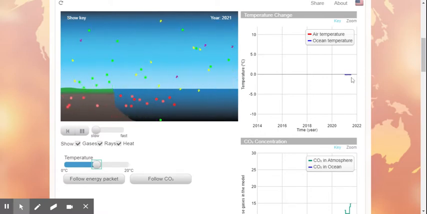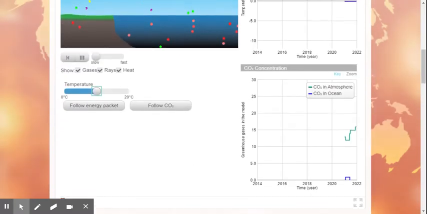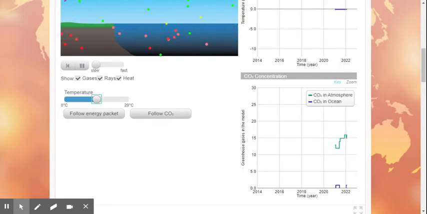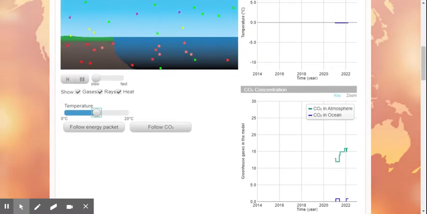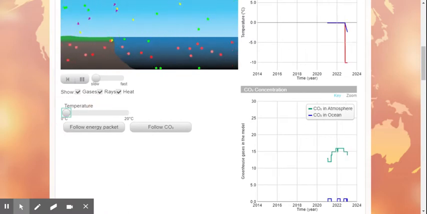You see the temperature here, ocean temperature is remaining stable, as is the air temperature. You can see the CO2 in the atmosphere and the CO2 in the ocean on the bottom graph. Now let's change it. Let's drop the temperature to 0. That's what I mean by extreme. Go ahead and push it to its limits. Hopefully then you can see a relationship occur.